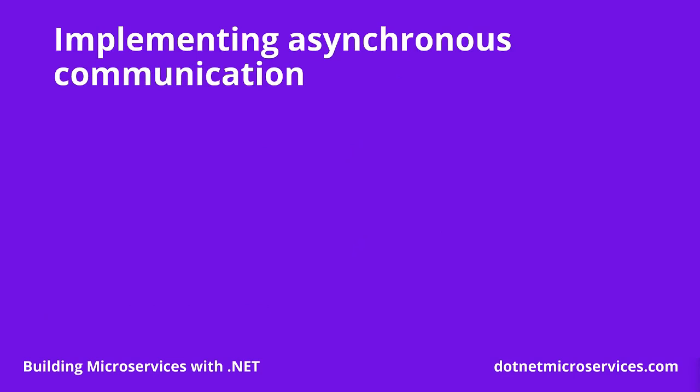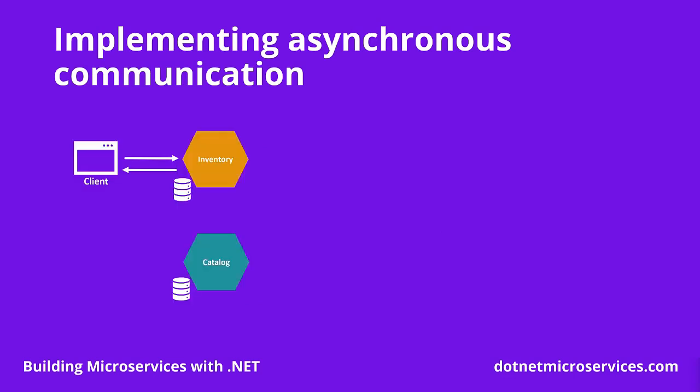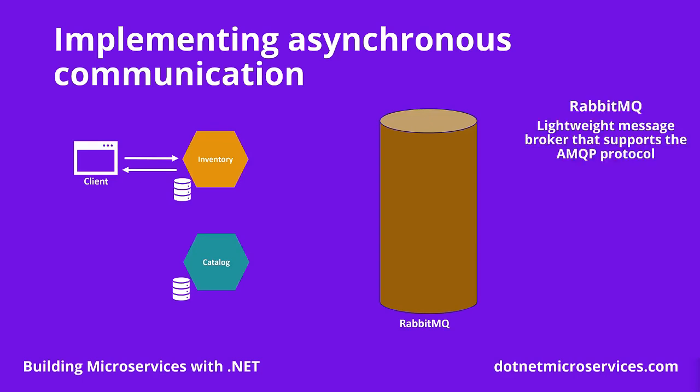In the next lesson, we will start implementing asynchronous communication between our two microservices. We will introduce RabbitMQ as our message broker of choice, given that it supports the AMQP protocol. It is lightweight, easy to run locally, and is very popular in the open source community.